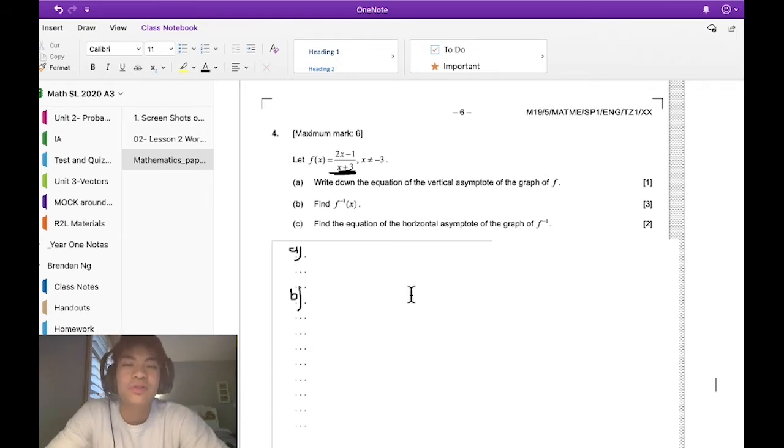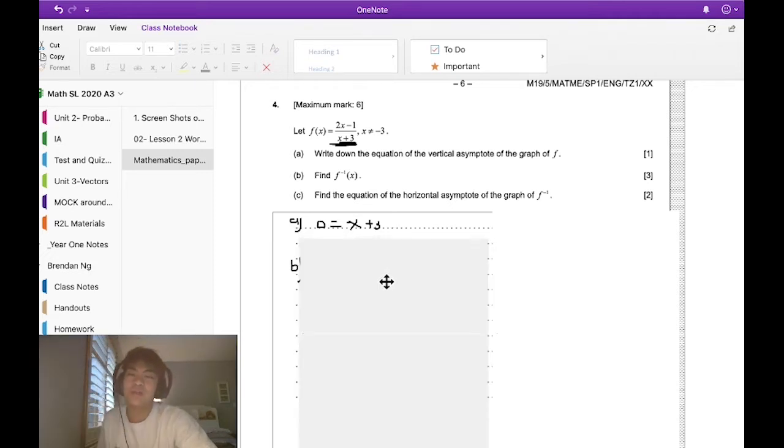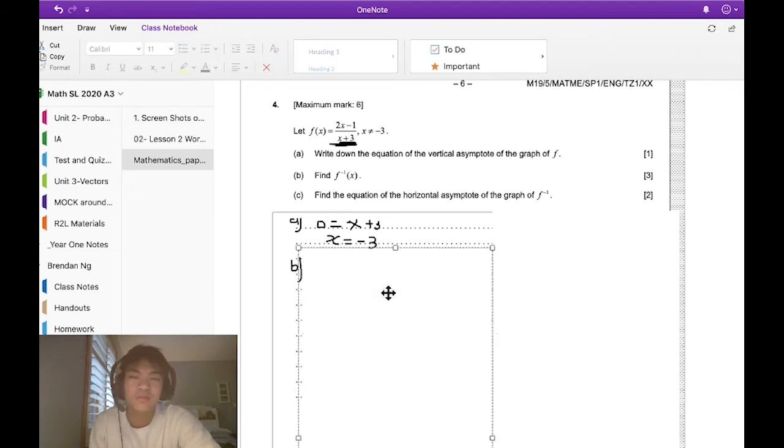Alright, so the first question asks, write down the equation of the vertical asymptote of the graph of f. So in a rational function, you just need to set the denominator equal to 0 to get the vertical asymptote, as you can see here. And then you subtract the 3 on both sides, which means that x equals minus 3, and that's the equation. Alright, so now to get into the inverse function.